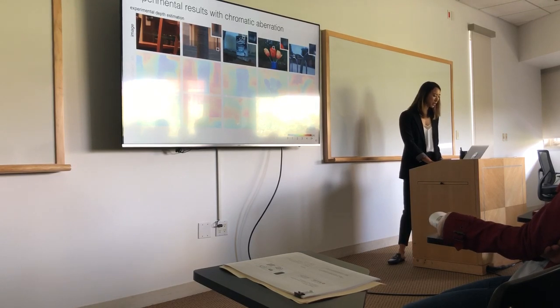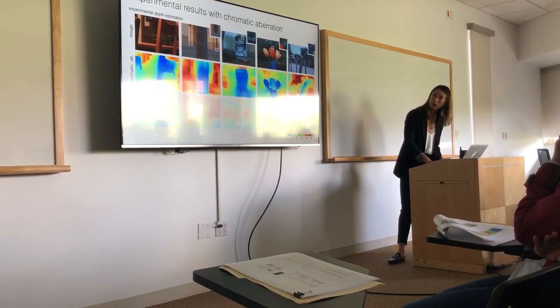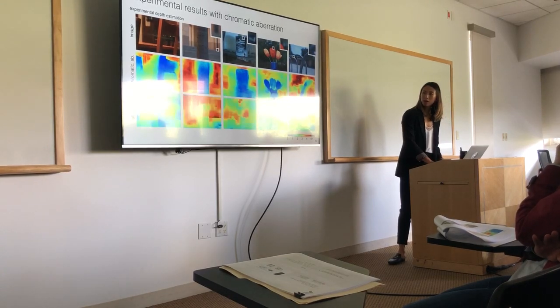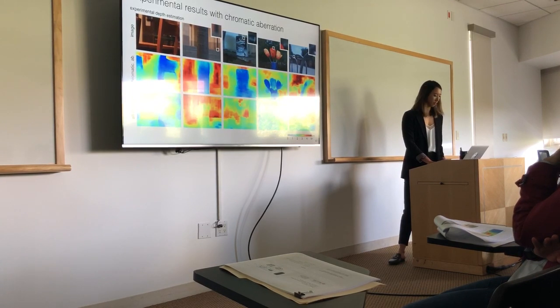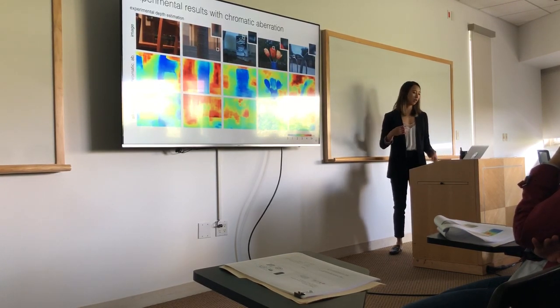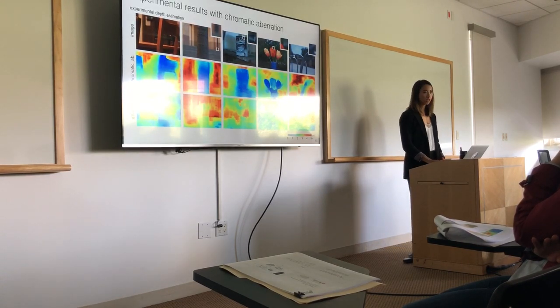I'm going to show some more examples here. The top row are our captured images. The middle row are the estimated depth. And the bottom row is the estimated depth when we don't use chromatic aberration. So pretty consistently, across all these images, we're showing that when we have chromatic aberration in the image, we're able to reconstruct a much better depth map out of that image.